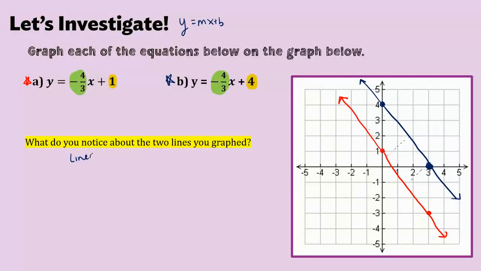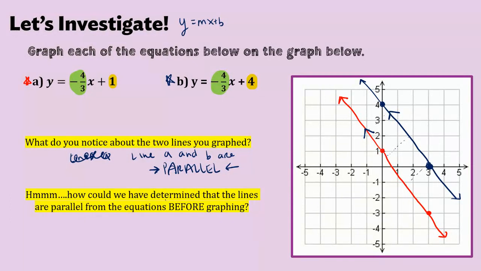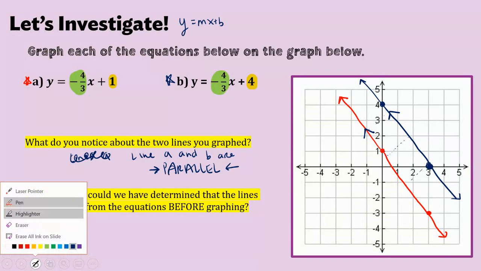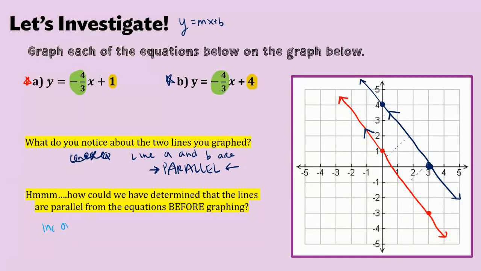So these lines, line A and B, are parallel. We're doing some assumption, right? It might feel like we are, but there's actually a reason that I can confidently say that they're parallel. And I could go ahead and put these markings on them. I'm not assuming anything. How could we have determined that the lines are parallel before we even graphed them? They increase or decrease at the same rate.